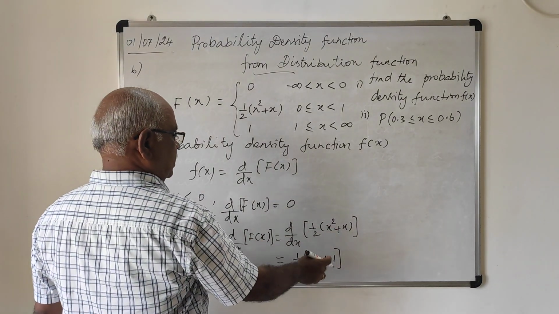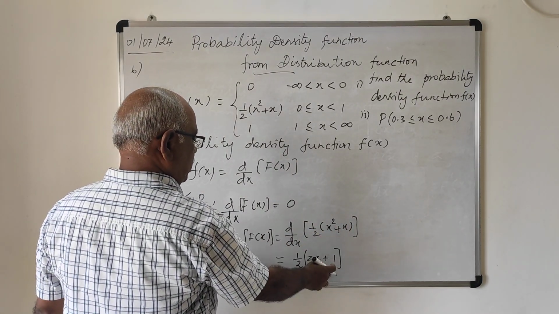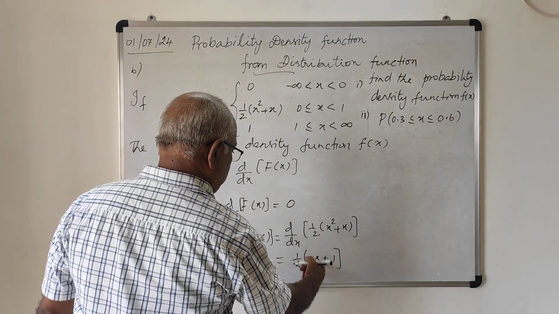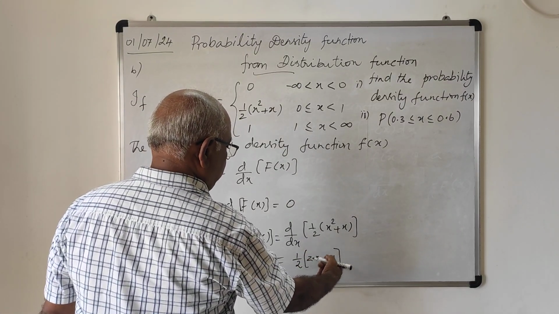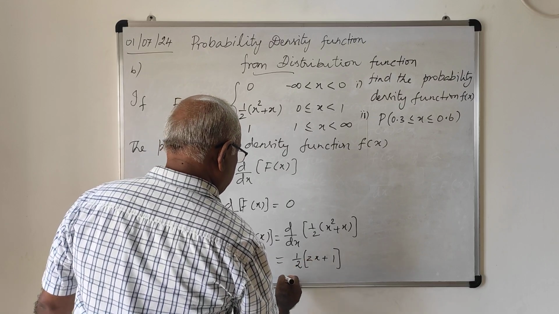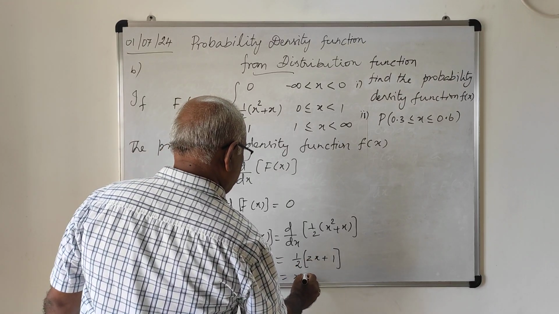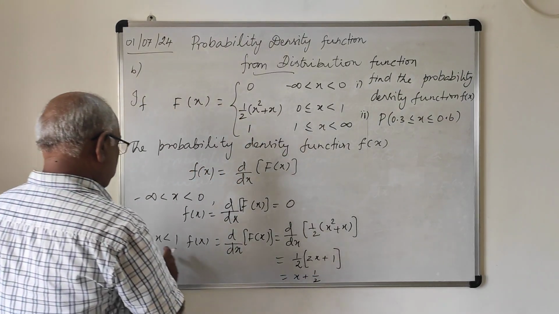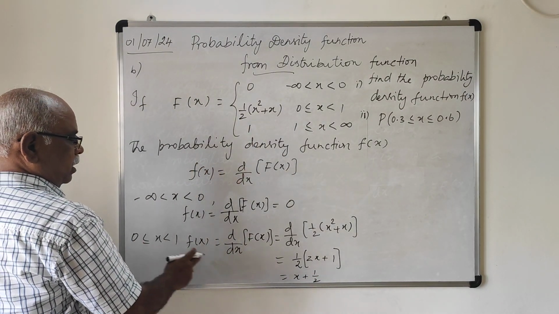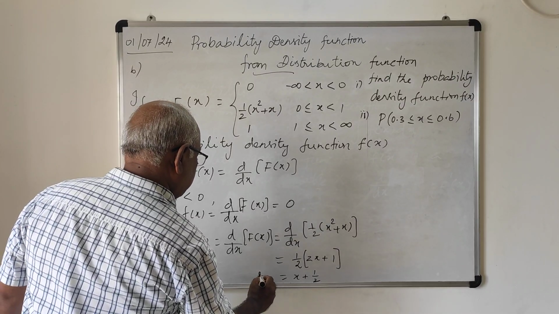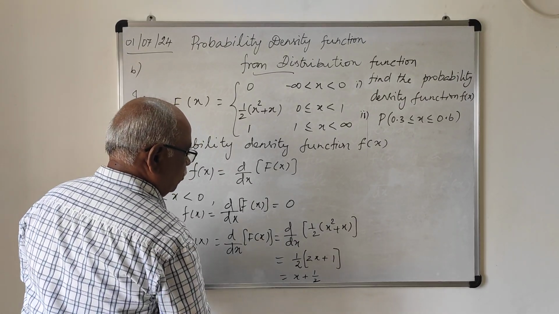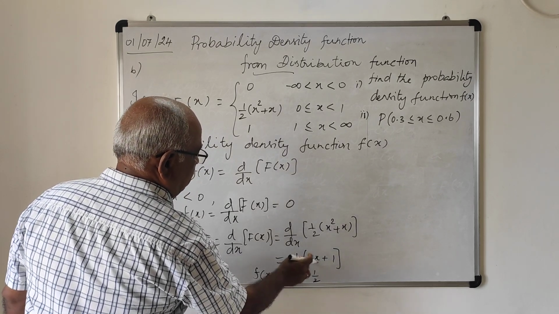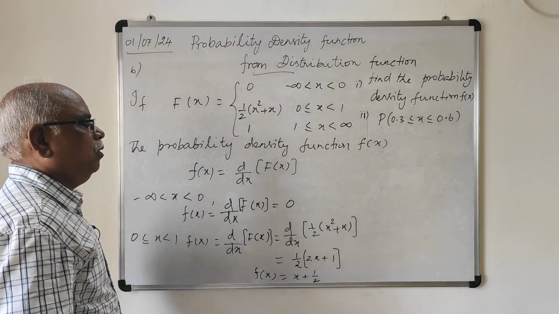Differentiation of x square is 2x and the differentiation of x with respect to x is 1. Therefore, if you multiply this with each term in the bracket, you will get half into 2x is x plus half into 1 is 1 by 2. So in the interval 0 less than or equal to x less than 1, f of x is x plus half. You have f of x is 2 into half is half x plus 1 into half is half, 1 by 2.